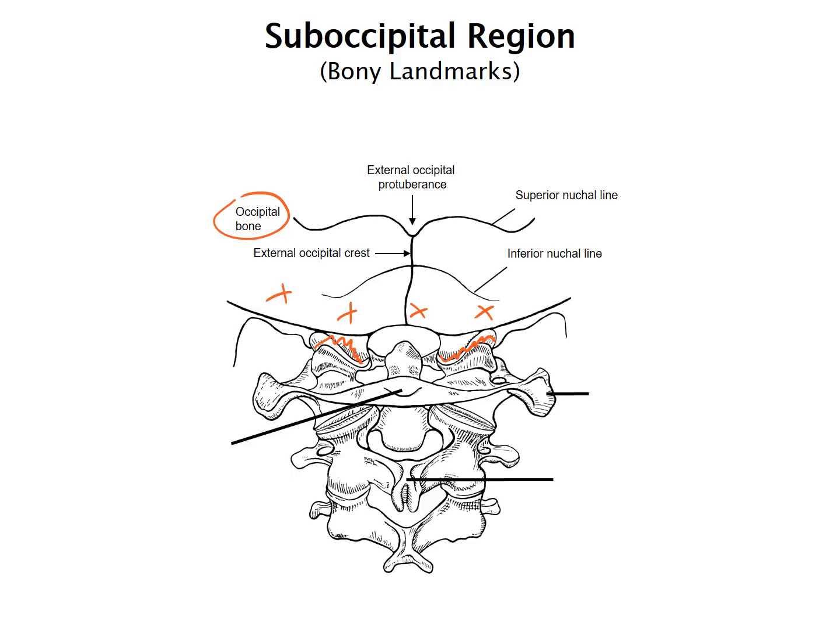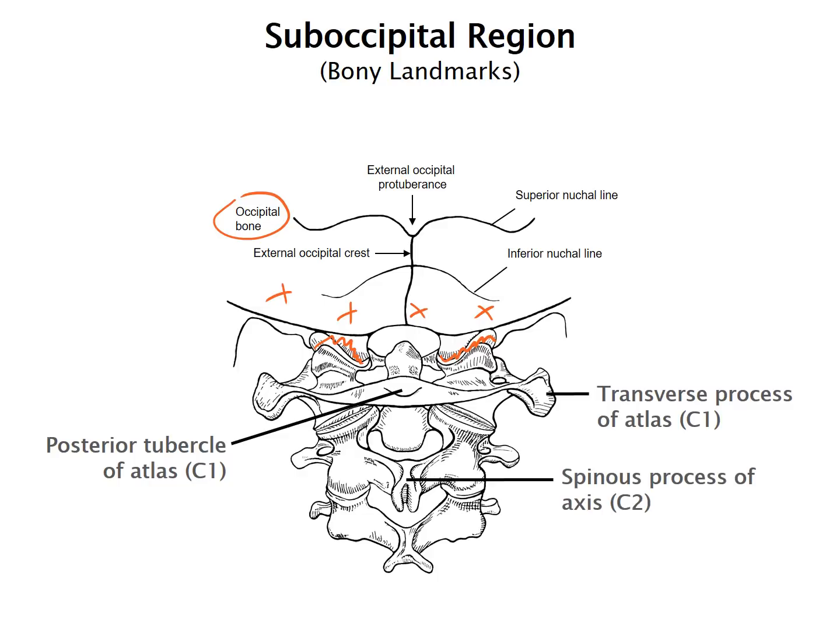And recall that the atlas does not have a spinous process. Instead, it has a posterior tubercle on its posterior arch. Like the other vertebrae, C1 does have transverse processes extending from it laterally. And the third leader line is pointing to the bifid spinous process of C2, the axis.